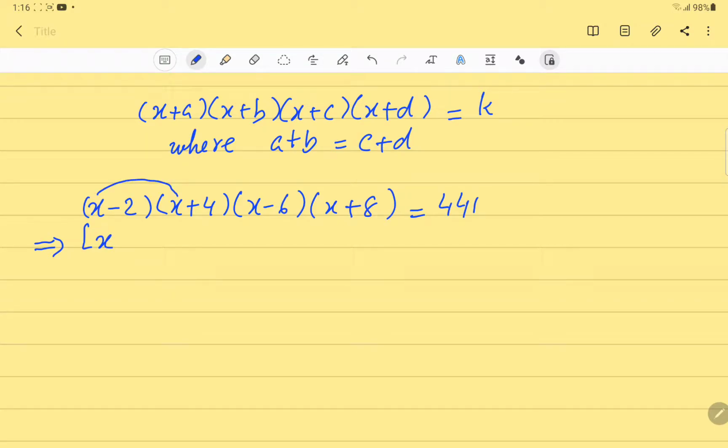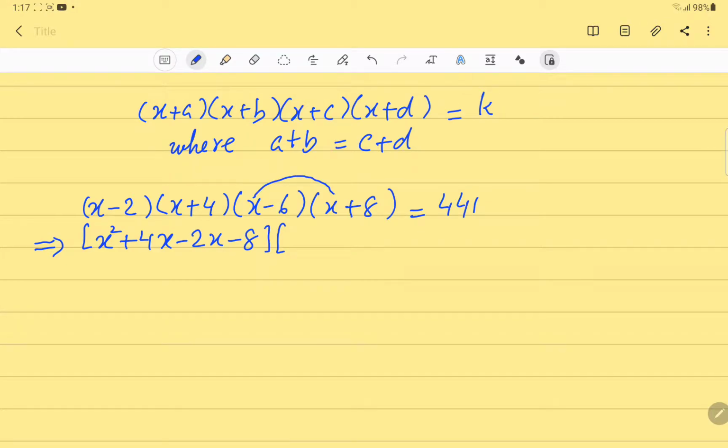This x we will multiply with this x and then 4. So x into x is x squared, and x into 4 is 4x. Then we will multiply minus 2 with x and minus 2 with 4. So it will be minus 2x minus 8. Now we go to the second bracket and perform the same operation.